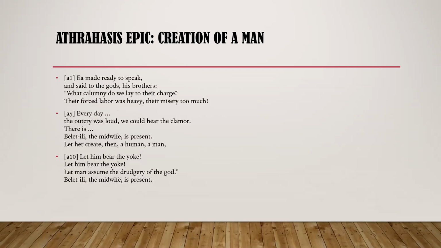So now let us come to the text, and let us consider some details in the text of this epic. Ea made ready to speak. This is how man was created, or not only man, but 7 men they created, and 7 women. Ea made ready to speak and said to the gods, his brothers, what calumny do we lay to their charge? Their forced labor was heavy, their misery too much. So Ea, or Enki, tries to defend the other gods because their labor and their work is too much. Every day the outcry was loud. We could hear the clamor.